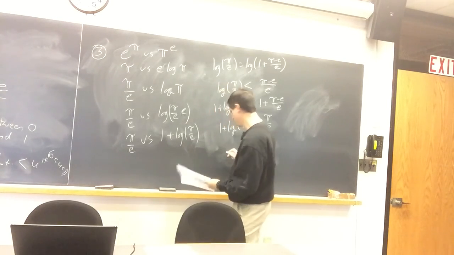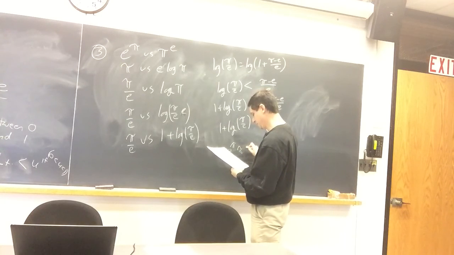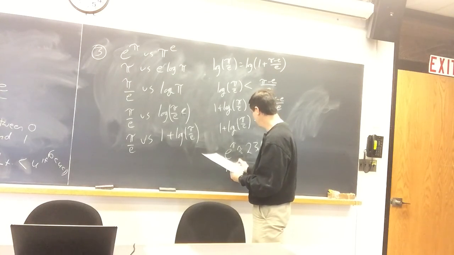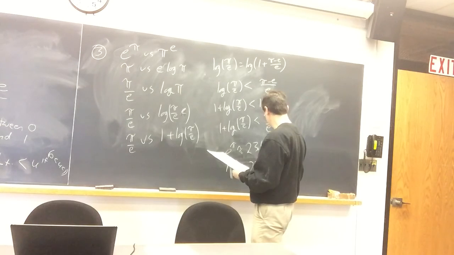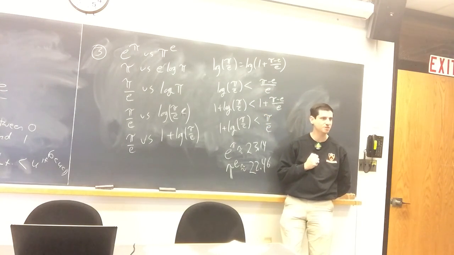Right. So just for the record, e to the pi is about 23.14. Pi to the e is about 22.46. So I mean, it's not an overwhelming victory. It's at least competitive.